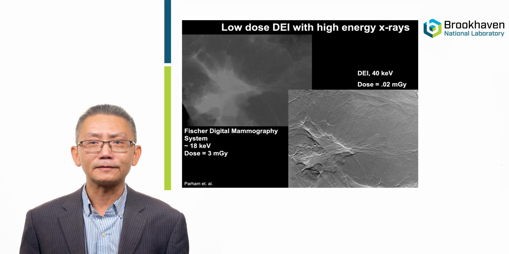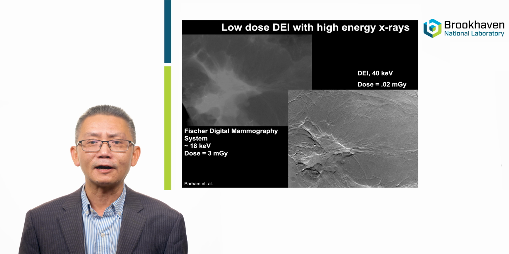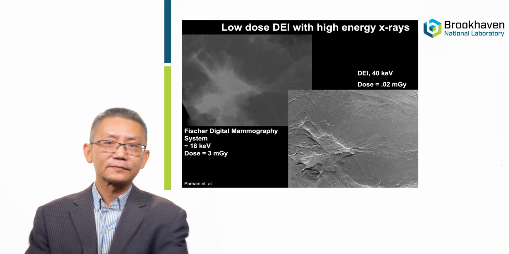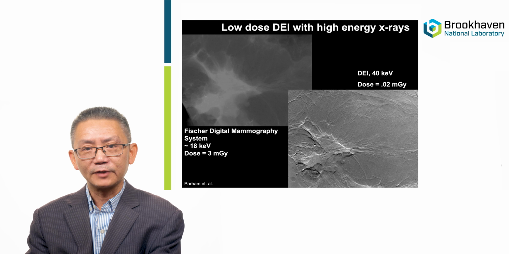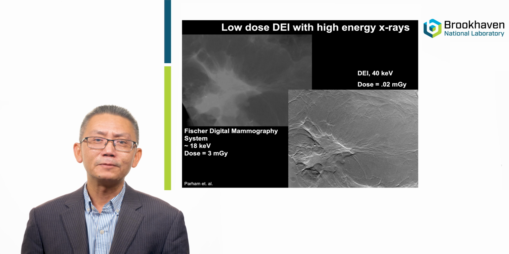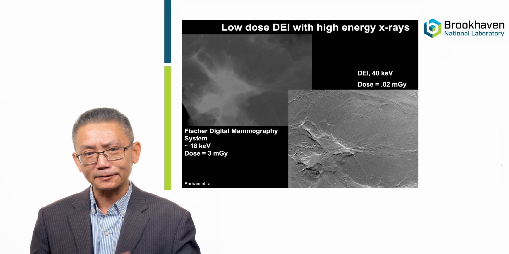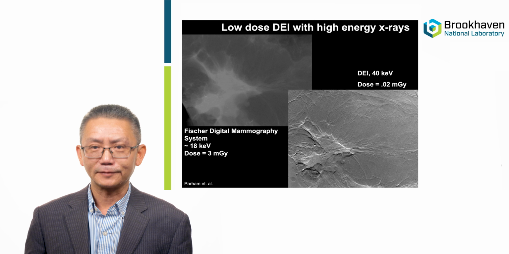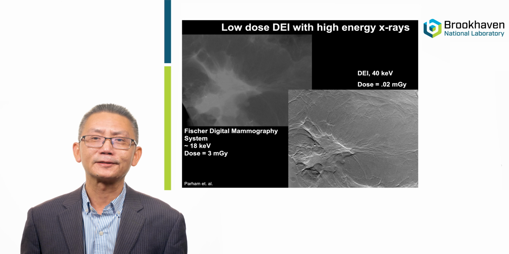This is done at 0.02 milligrams, 150 times less dose. Why so much less dose? Because as you made the object transparent, X-rays just go through without being absorbed. Then there is no dose, almost no dose.